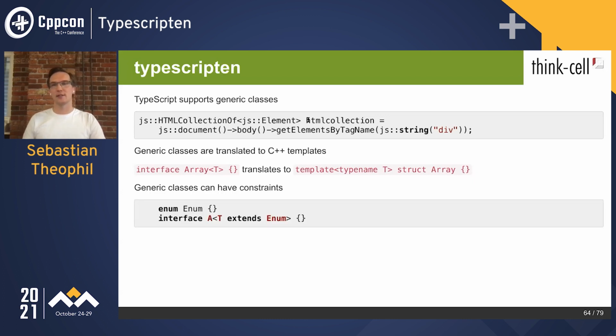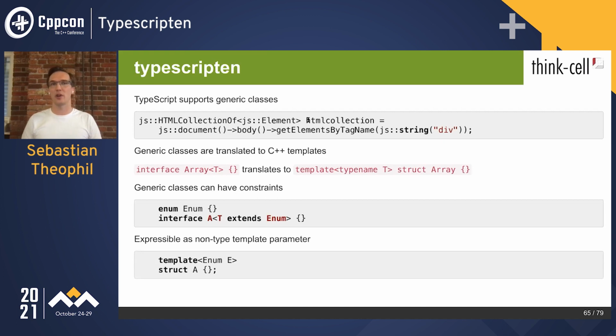Those generic classes can have constraints in TypeScript. For example, we can say that an interface A has to have a type parameter, and that type parameter has to be an option of an enumeration. And we can express that in C++. That's the same as having a C++ struct that has a non-type template parameter. So it's templated on an enum value, essentially. And we can make that translation already. That's also pretty common in some interface definitions.